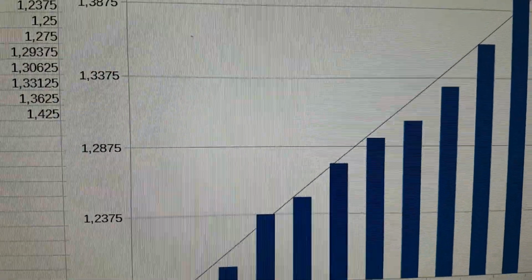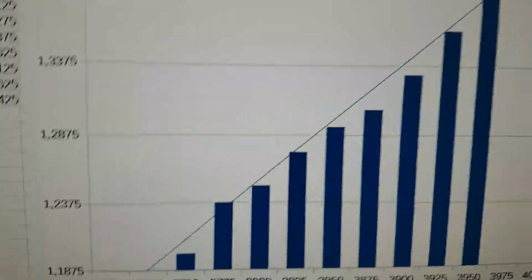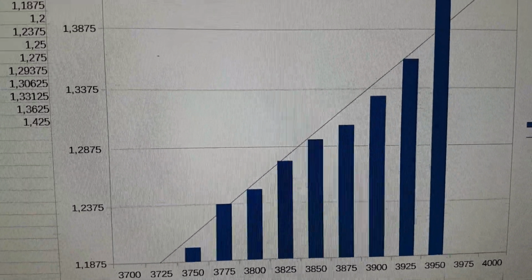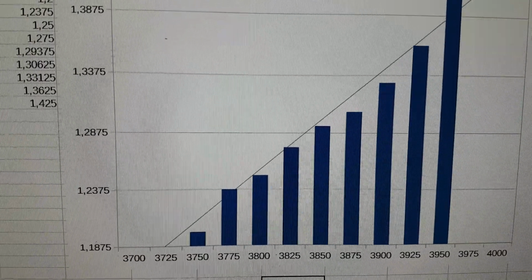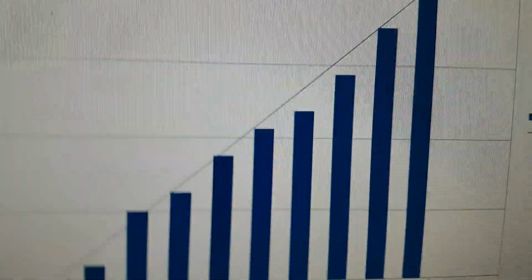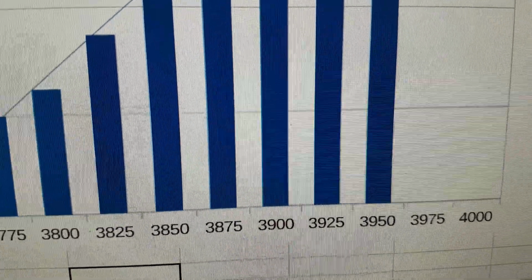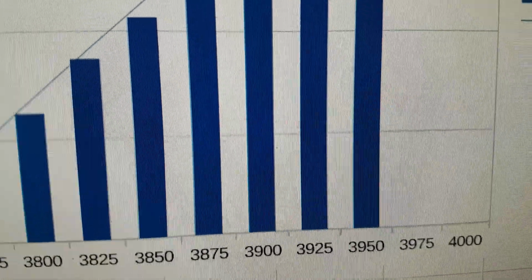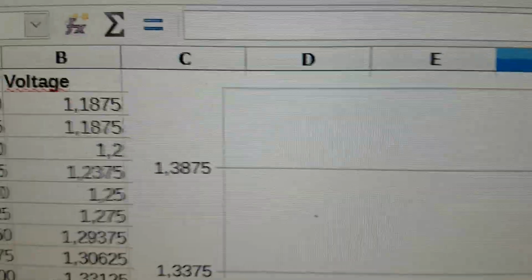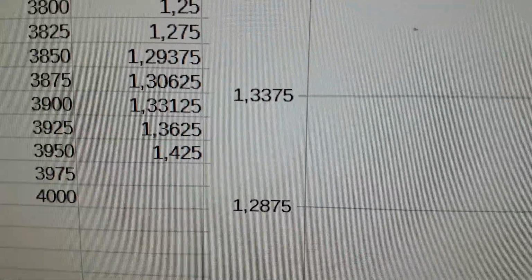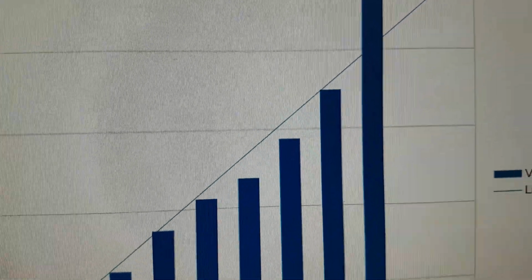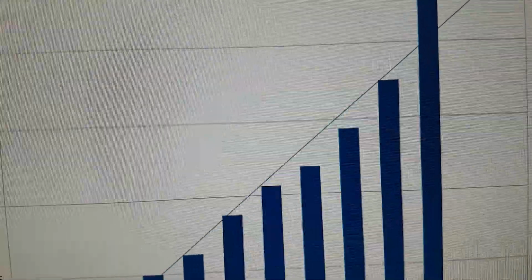So even if you're not interested in overclocking, you might be able to retain the same frequency and have a much lower Vcore, which is actually going to save you some power. And the reason that 3.975 gigahertz and 4 gigahertz don't have any bars is because here is where I topped out. See, there's the 1.425 volts, as high as you should go. And with my chip particularly, I couldn't go any higher than that.